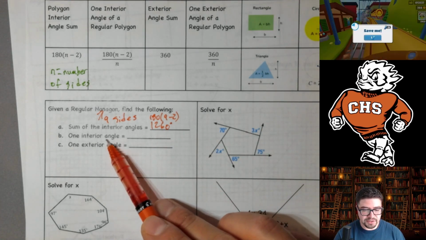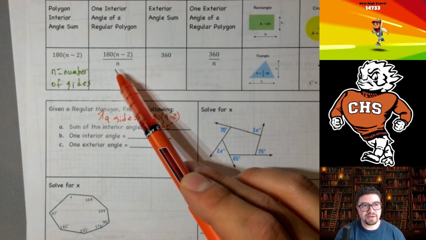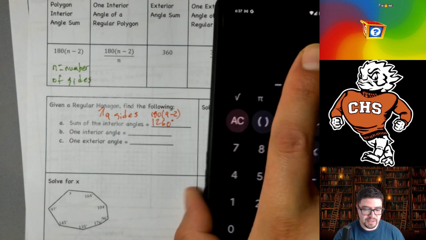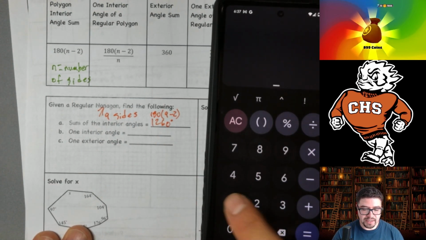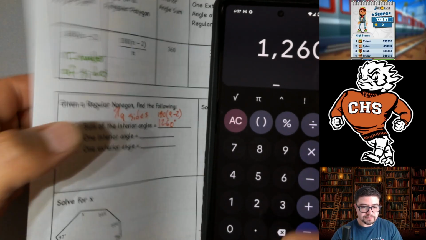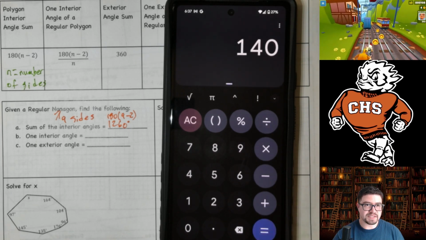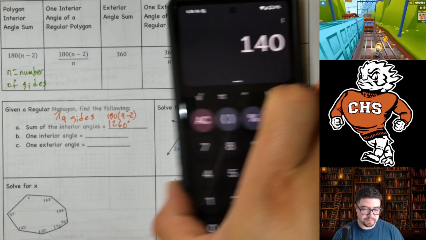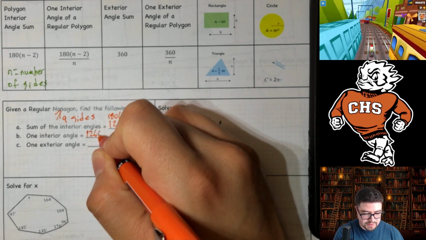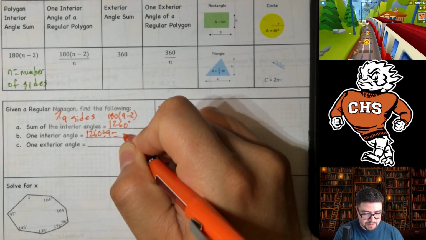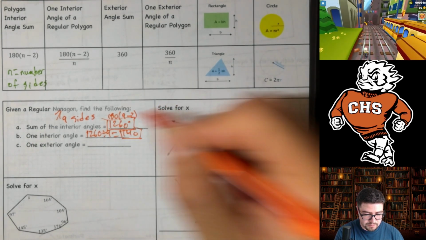Part B, one interior angle. Remember, we're taking this formula right here, and just dividing by the number of sides. So I already have this number, 1260. I'm going to take 1260 and I'm going to divide by 9, the number of sides. So let me do 1260 divided by 9. That is 140, and that is my answer.